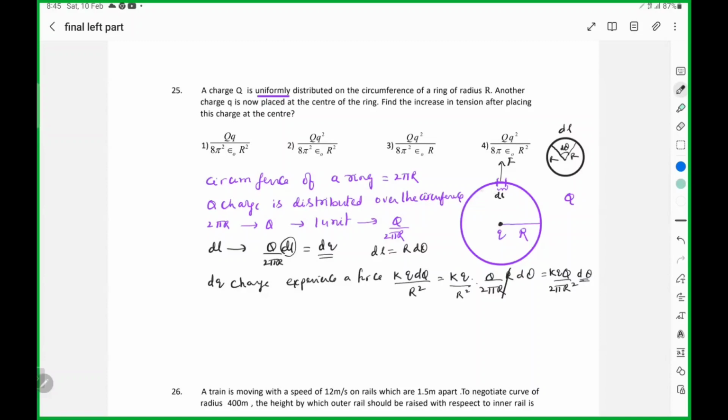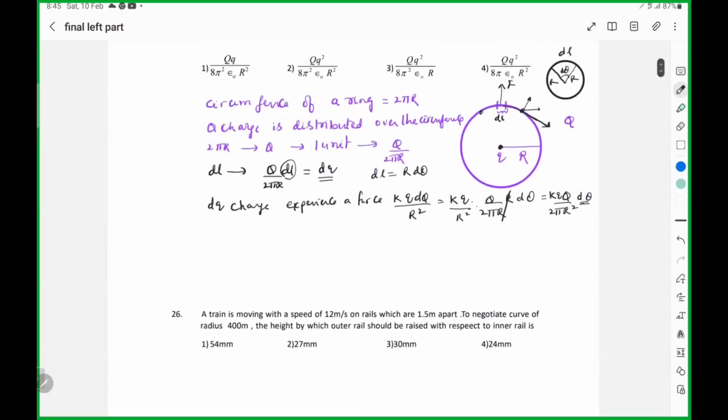Now here everywhere charge is there. So here positive charge, here positive charge. There's a repulsion force acts. This part of the ring will exert a force on this. So the tension developed in the string obviously acts in the tangential direction. The force is balanced by the tension component. So that is here.